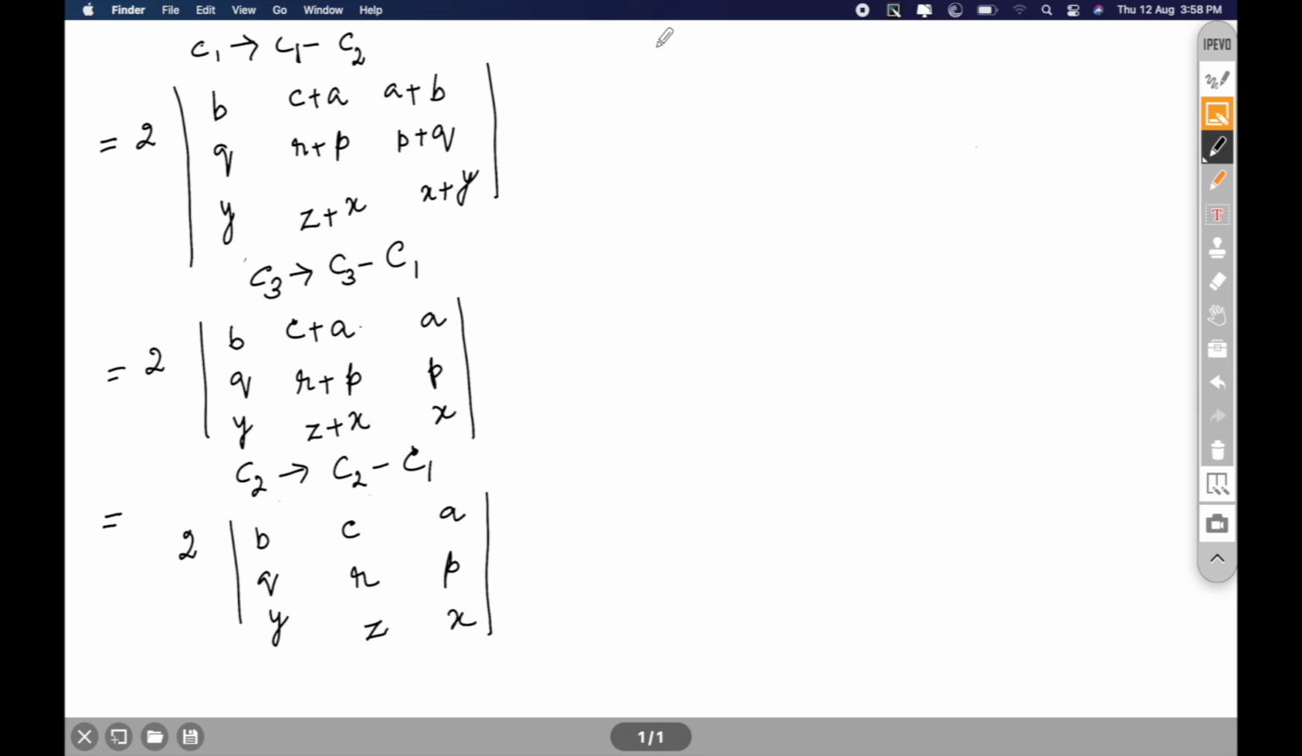So let us take A to the first column step by step. First of all it will go to the second column, then it will go to the first column. So column 2 and column 3 interchange. Do not forget a negative sign has to come. Okay, so B, Q, Y, A, P, X, C, R, Z. So third column is the necessary part of the answer.